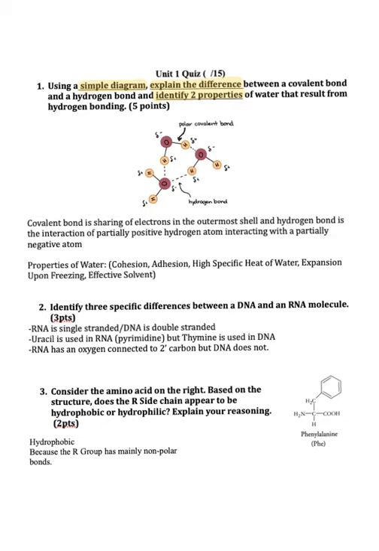A hydrogen bond is where you have a partially positive hydrogen interacting with a partially negative atom from a different molecule, in this case, an oxygen. And so what I did there is I took the diagram and I explained the difference.